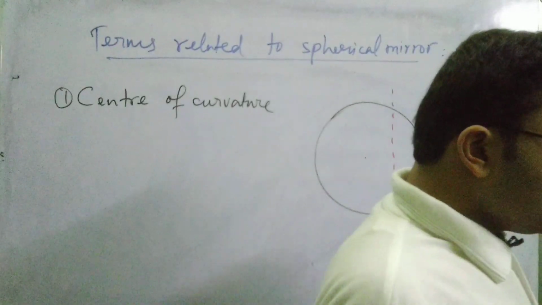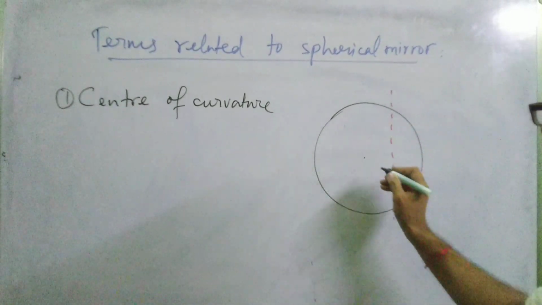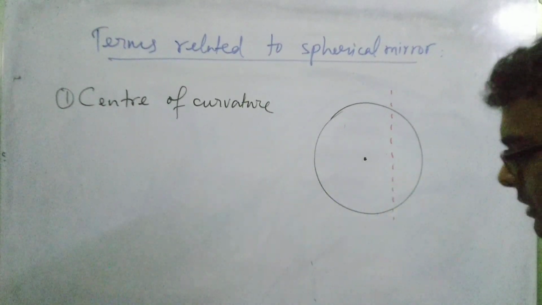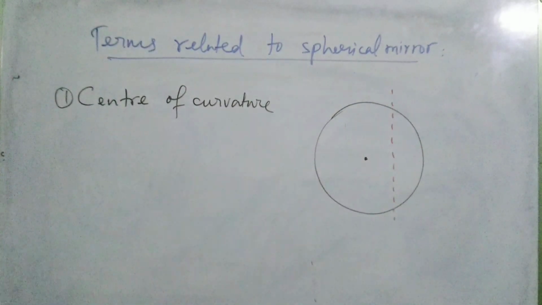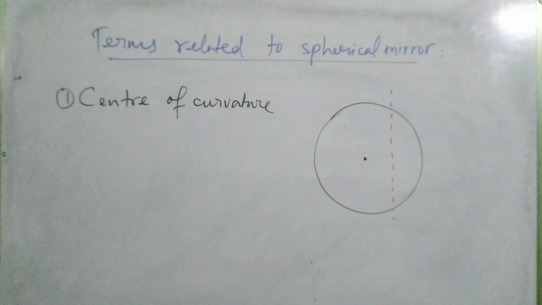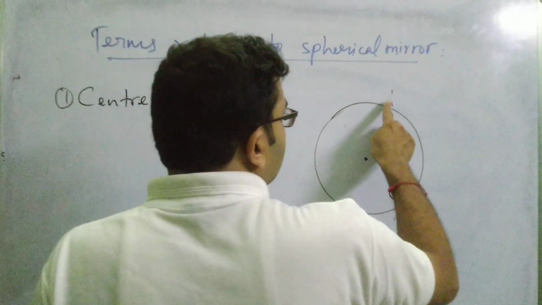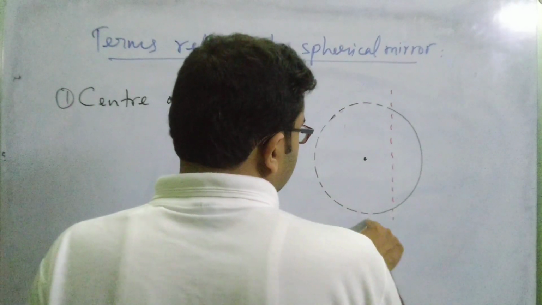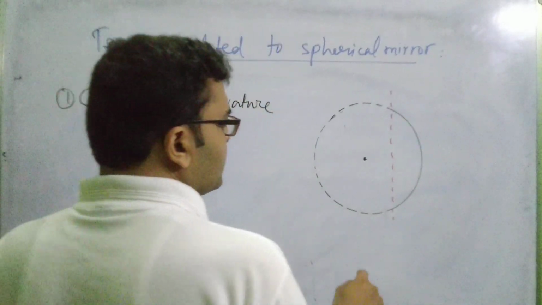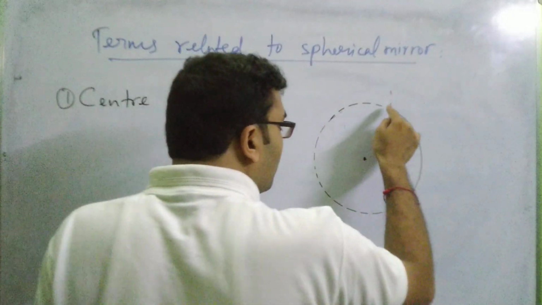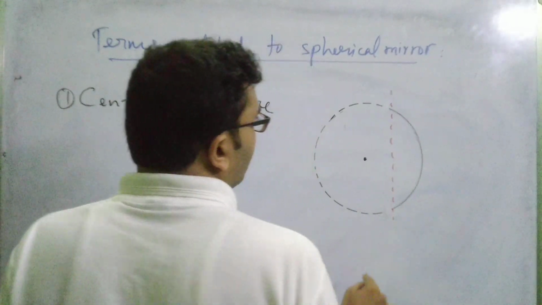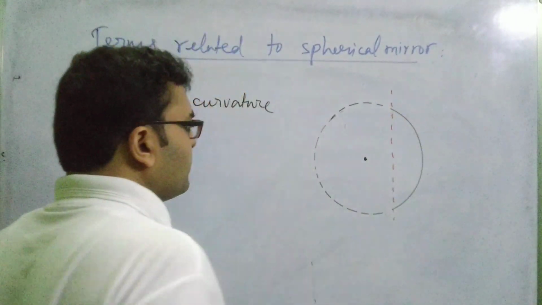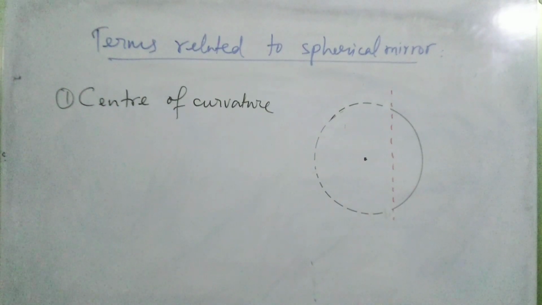Now see, when you are considering the sphere, this sphere obviously must have a center, isn't it? This center point of the sphere is regarded as the center of curvature for the spherical mirror. When you just think of the mirror, it may be concave or convex. So obviously this mirror was a part of a hollow sphere after being cut out. So that sphere must have some center, and that center is regarded as the center of curvature.